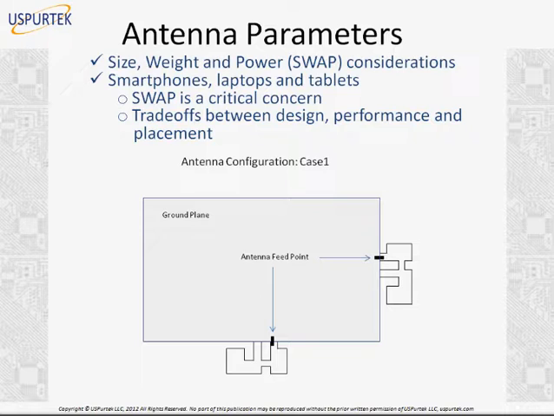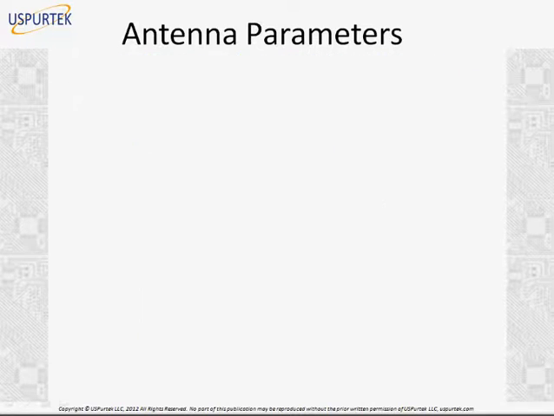Here you see a picture with two antennas on the two sides of the ground plane in a handheld device. This is one way we can place the antennas. They are basically printed on a ground plane, on a printed circuit board, and placed at the back panel of the handheld device. This is one way of doing it.